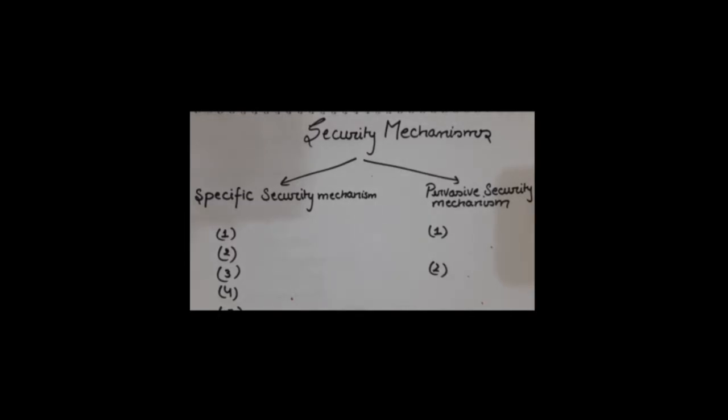Now, what do you mean by security mechanisms? Basically, security mechanisms are the mechanisms that help in achieving security. There are different types of mechanisms that help in achieving security in different organizations. You can define security mechanisms as the mechanisms that are designed to detect, prevent, or recover from attacks.